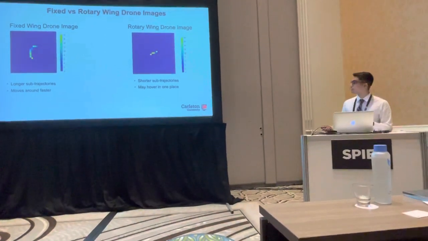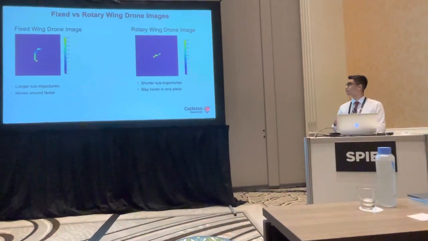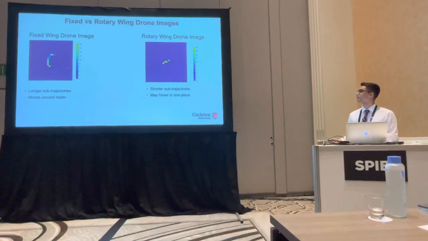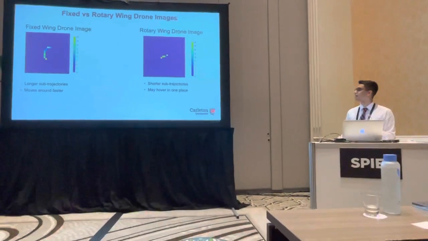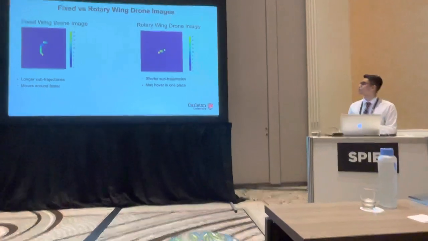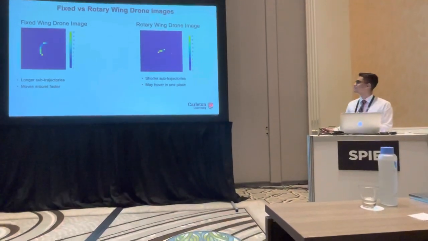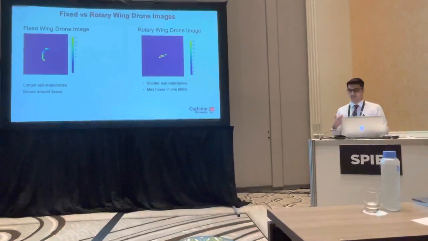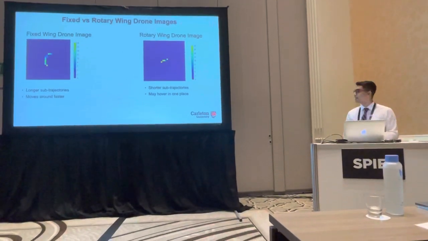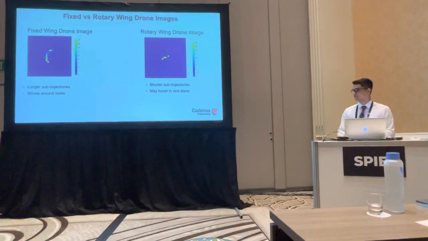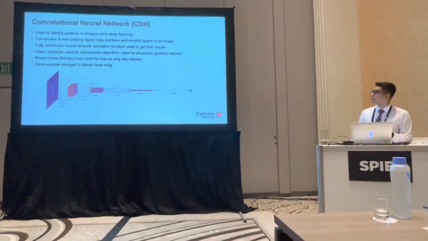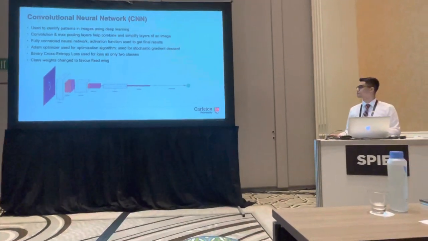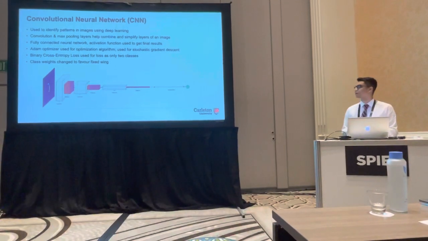So as I was mentioning before, you have the fixed and rotary wing drones. You can see the differences here are quite apparent. The fixed wing drones are longer and they cover more distances, and the rotary wing subtrajectory images are smaller. So this would be another key distinguishing factor for our neural network models, so that they can classify based on this. We use a CNN, so we have our image here, to create a neural network model.